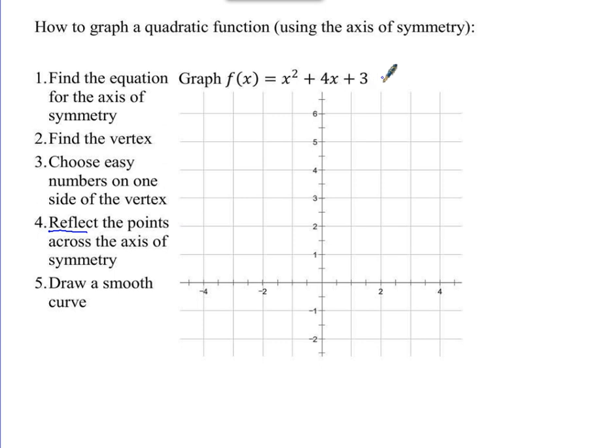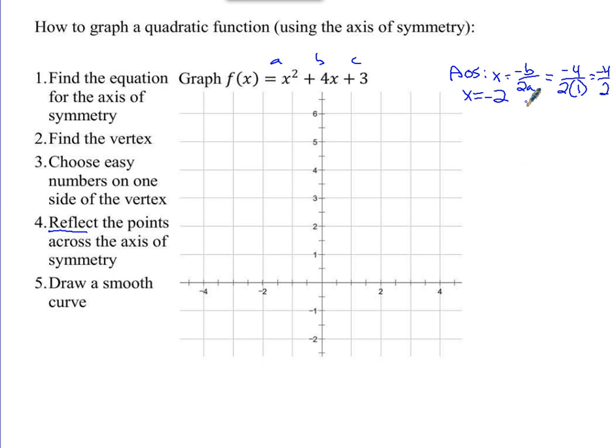Graph this function, f of x equals x squared plus 4x plus 3. First thing we're going to do is find the axis of symmetry. So I'll write down AOS, x equals. We need to remember the equation for that is x equals negative b over 2a. And again, this is a, this is b, this is c. So what do we have for the axis of symmetry then? Negative 4 over 2 times 1. So that's negative 4 over 2, which reduces down to negative 2. So the axis of symmetry is x equals negative 2.